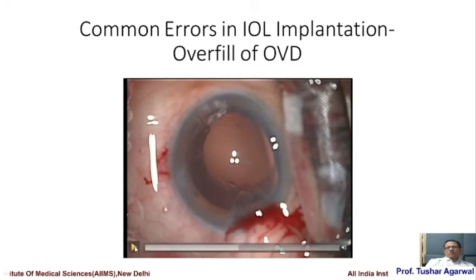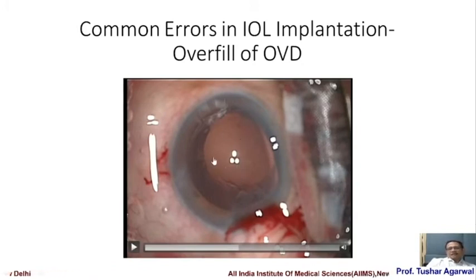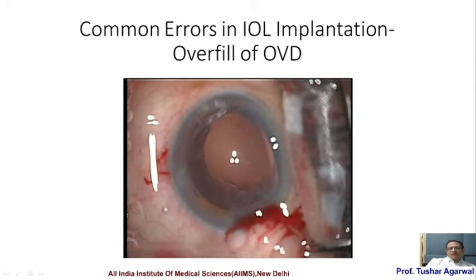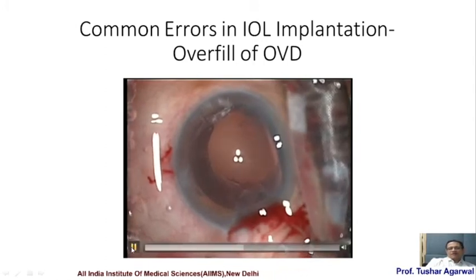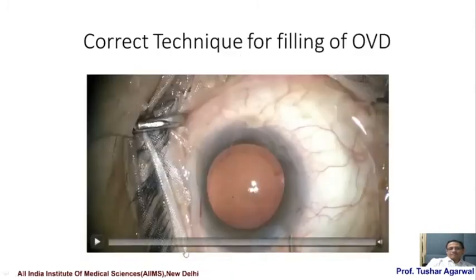So you want an optimal fill. You don't want this. What will it do? It unnecessarily increases the pressure in the eye. It increases the pressure in the anterior chamber. So when you try to inject the IOL in a closed system which already is overfilled with OVD, you will never have a good injection because it will give you a lot of pushback on the IOL.